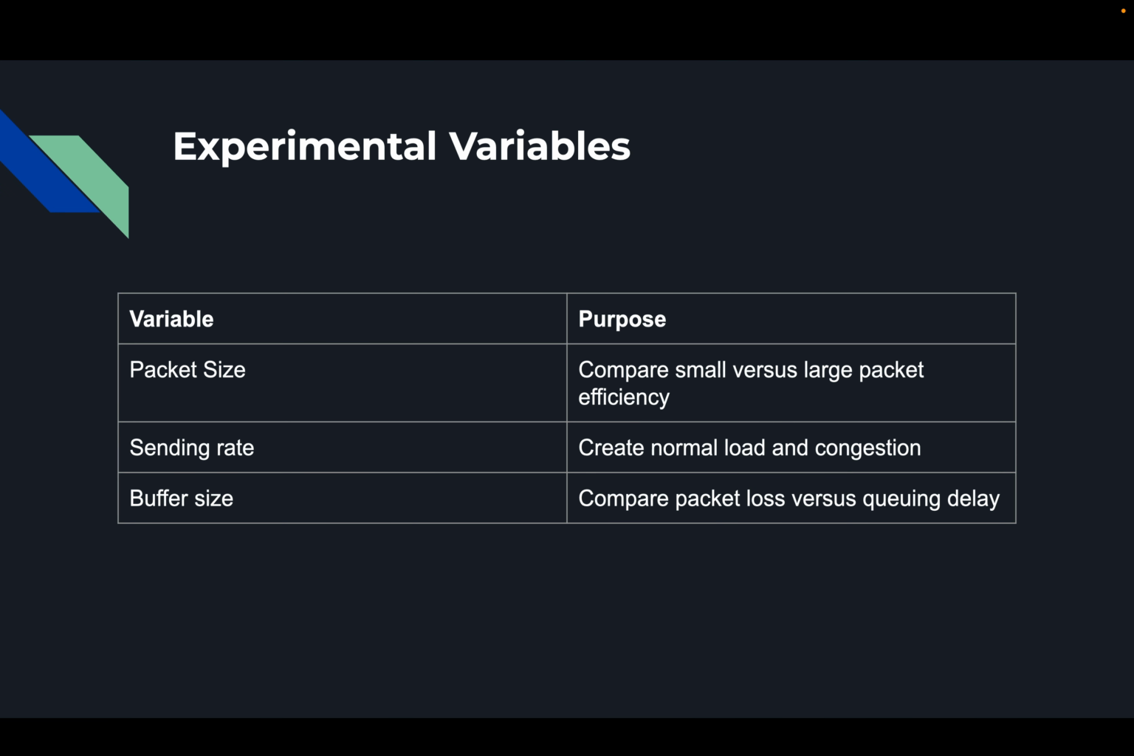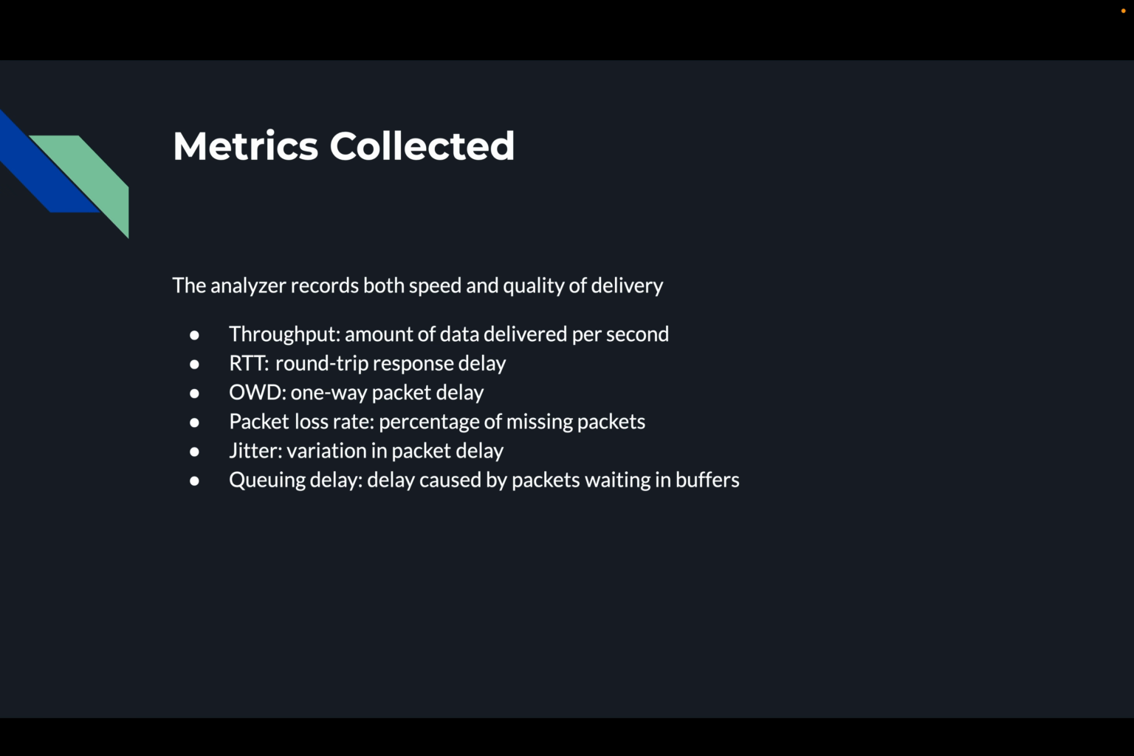Some of the experimental variables which we tried different approaches with were packet size, to compare small versus large packet efficiency, our sending rate, trying to create normal load and congestion, and also our buffer size, which we tweaked so that we can compare packet loss versus queuing delay.